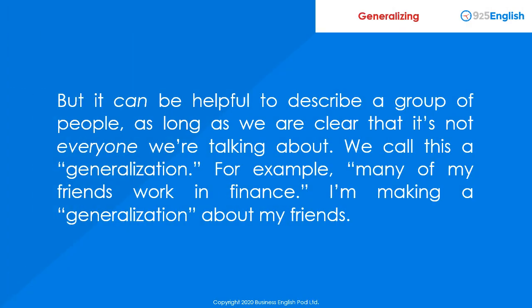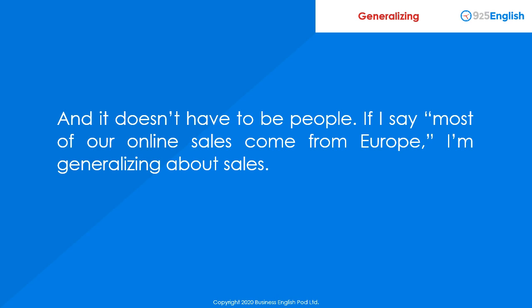But it can be helpful to describe a group of people as long as we're clear that it's not everyone we're talking about. We call this a generalization. For example, many of my friends work in finance. I'm making a generalization about my friends, and it doesn't have to be people. If I say most of our online sales come from Europe, I'm generalizing about sales.